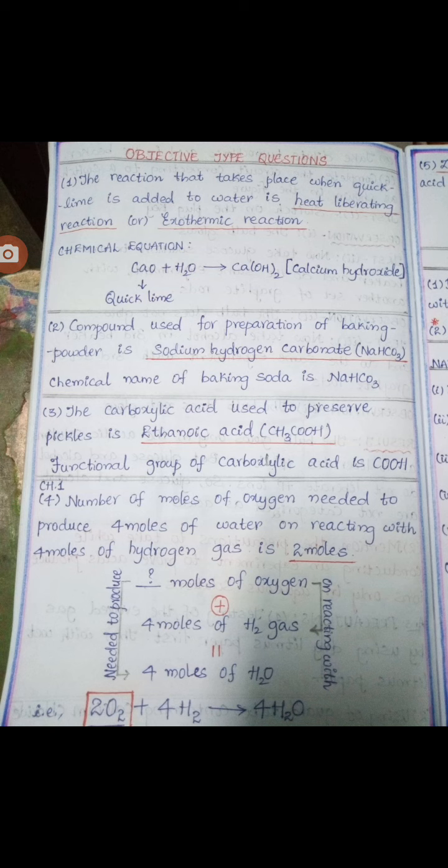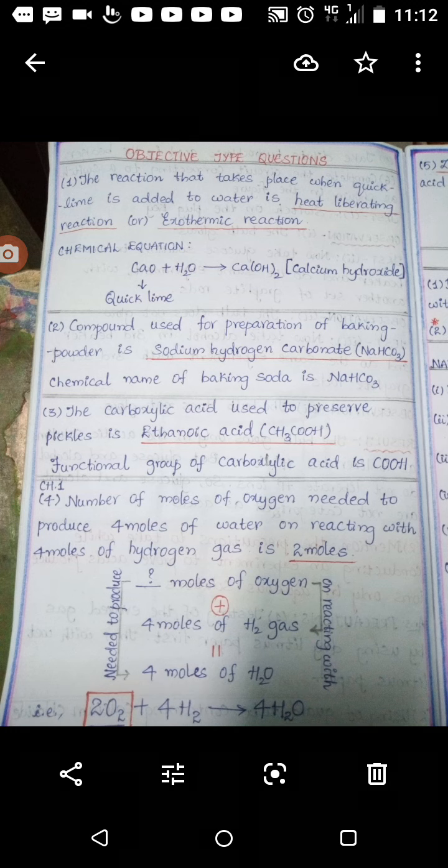Already I have discussed in the previous class, students, that is heat. The reaction in which heat is absorbed is called as an endothermic reaction. Heat liberated is an exothermic reaction and heat absorbed is an endothermic reaction. Move on to the second bit, that is compound used for the preparation of baking powder is sodium hydrogen carbonate, that is NaHCO3. Now chemical name of baking soda is NaHCO3.